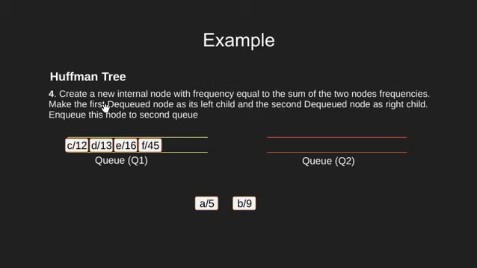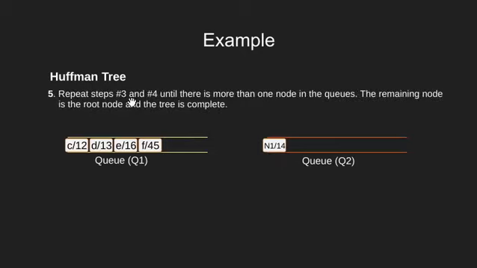In the fourth step, we have to form a new internal node and add the node with lesser frequency to its left and the node with greater frequency to its right. Also, the frequency of this new node is the sum of the frequencies of its two children. After this, we have to enqueue this new node to our second queue, Q2. Finally, we have to repeat step 3 and 4 until only a single node remains.